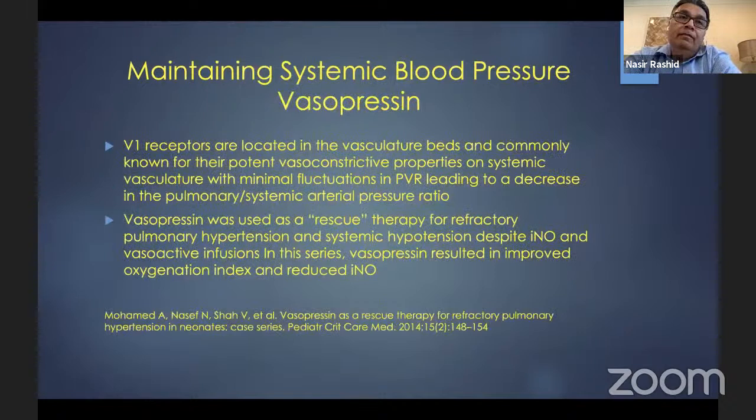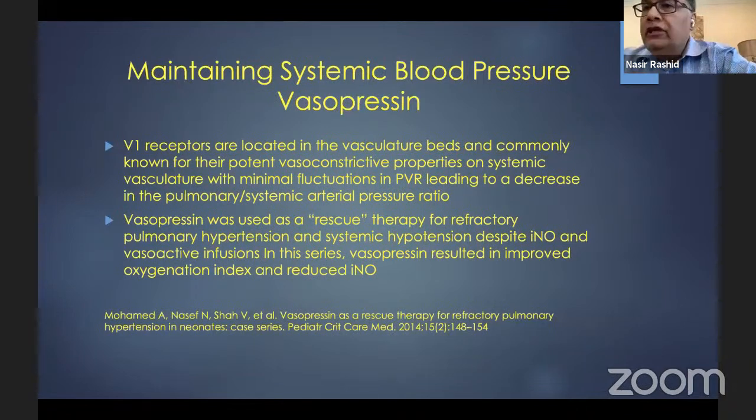Now, this is another new medication, and I don't know how many of you have experience in using it. We learned about it a few years ago, Vasopressin as an alternative for inotropic support, and it actually works. And the theory behind it is that it works through the V1 or the Vasopressin 1 receptor, which are primarily located in the systemic vasculature and not in the pulmonary vasculature. So what it does is that it increases the systemic vascular tone and increases the systemic blood pressure.